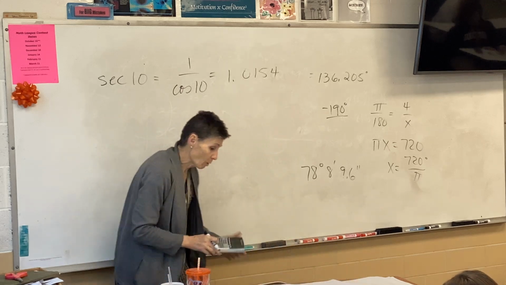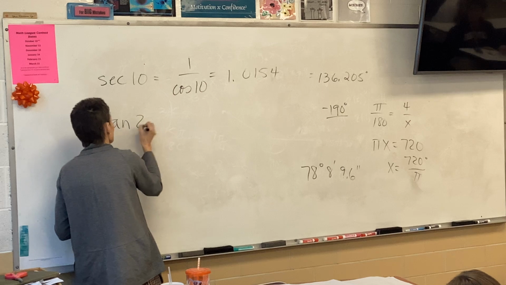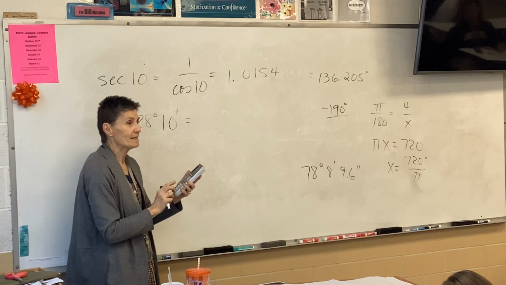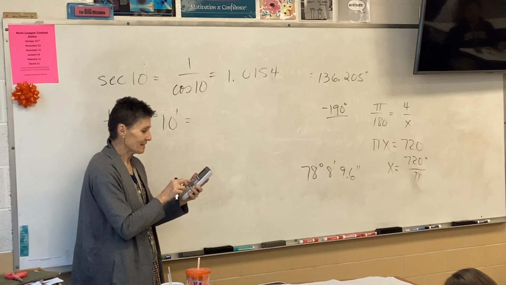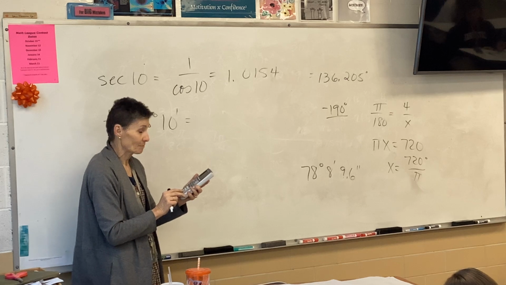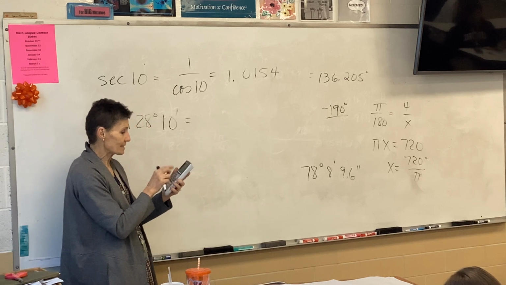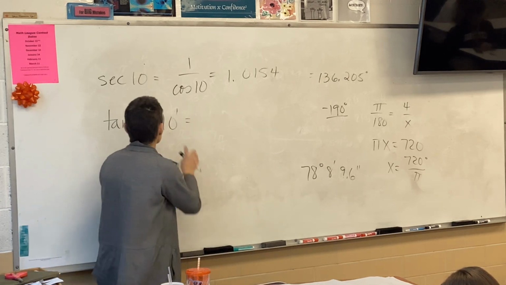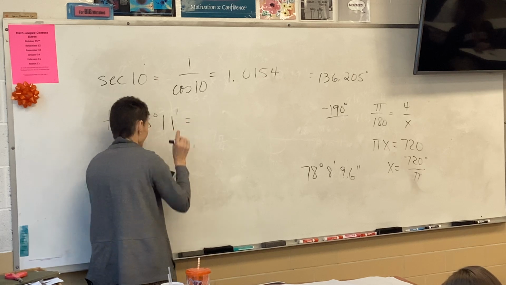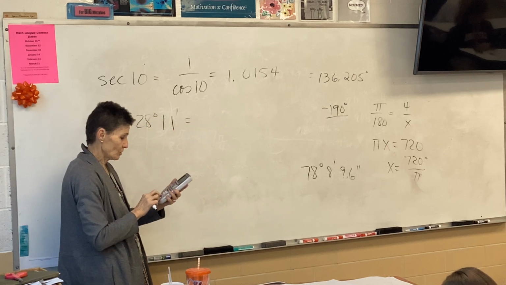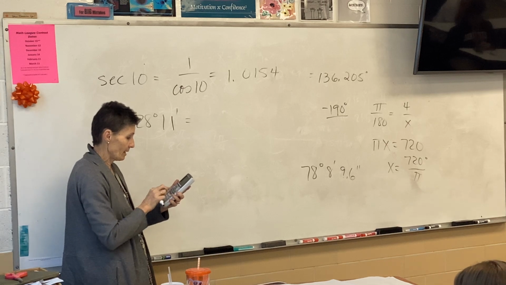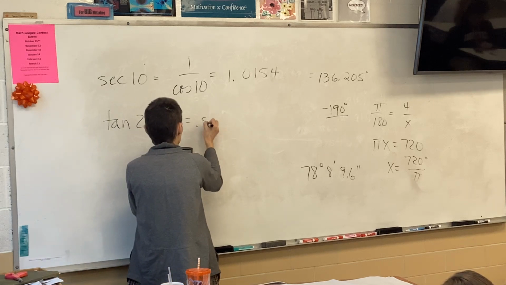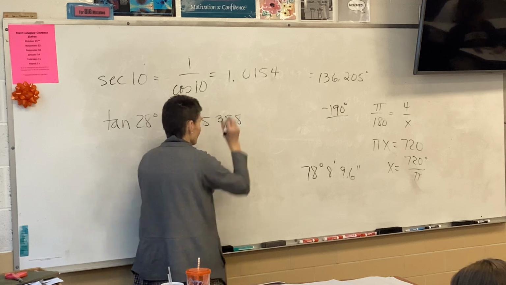Okay, tangent 28 degrees 10 minutes. Do I have a tangent button? Yeah. Perfect. So tangent 28, second angle for degrees, 10, second angle for minutes. Oh, it's 11, not 10, crap. All right, let me start, I have to do it again. Tangent 28 degrees, 11 minutes. Did you get 0.5358? Yeah. Perfect.